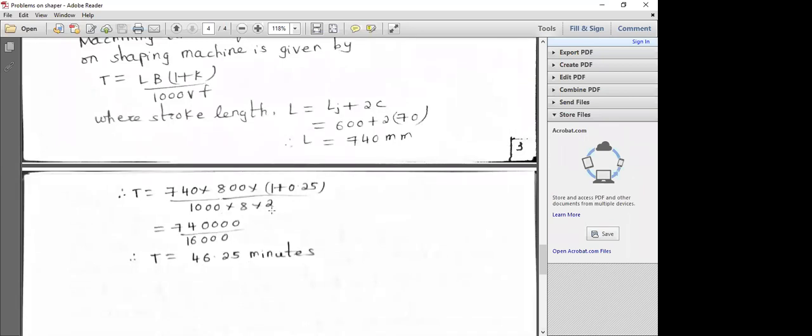In competitive exams, if you write only one here, instead of using the double stroke, you will be in trouble. So this 2 is directly given, but sometimes they will give a single stroke and you have to take that as double for that particular problem. So T is equal to machining time, 7,40,000 by 60,000. It is as simple a problem as it is.